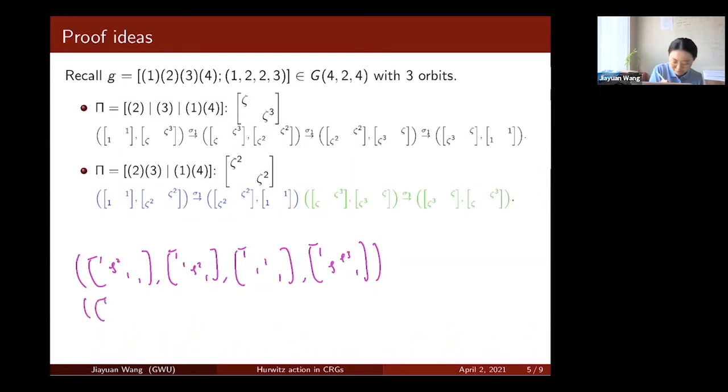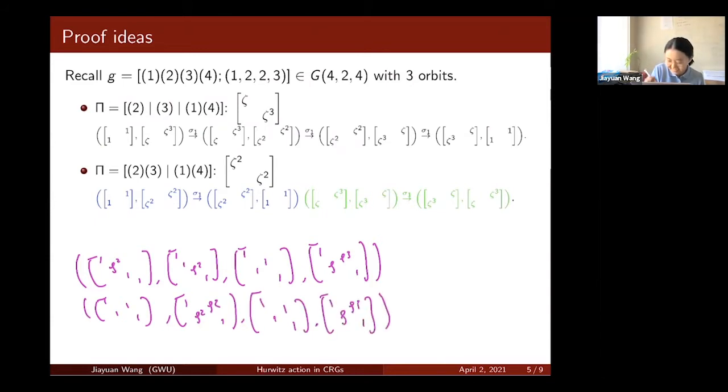Let me also write down 2 representative factorizations corresponding to these 2 different orbits. Again, here this will be this one, and then we have this zeta squared, 1, and these are the same. And the next one will be 1, zeta cubed, 1, and this is 1, zeta cubed, zeta, 1, and these 2 will be the same as before.